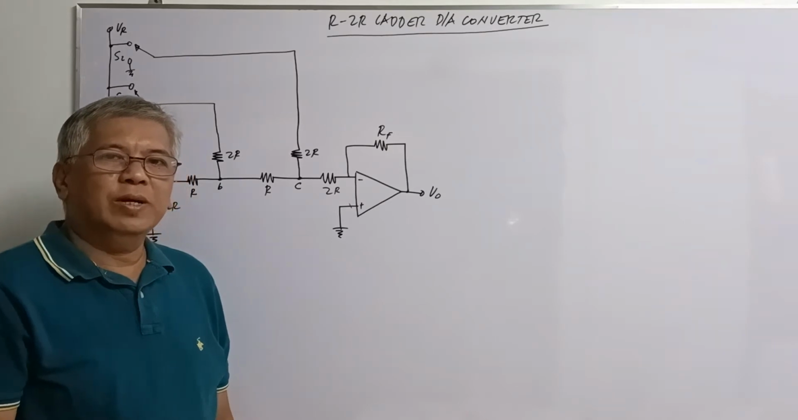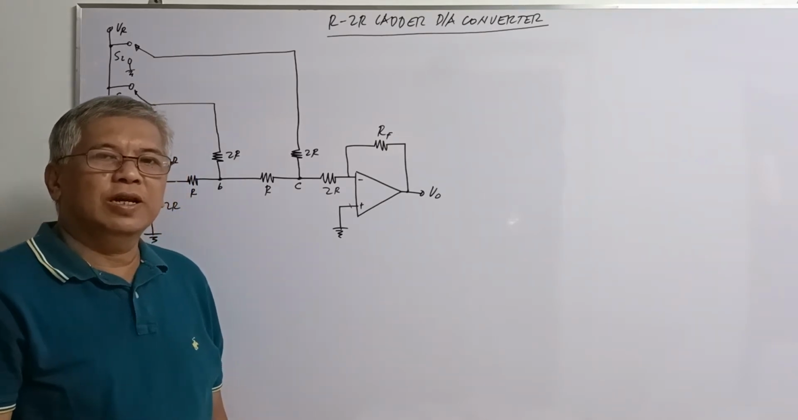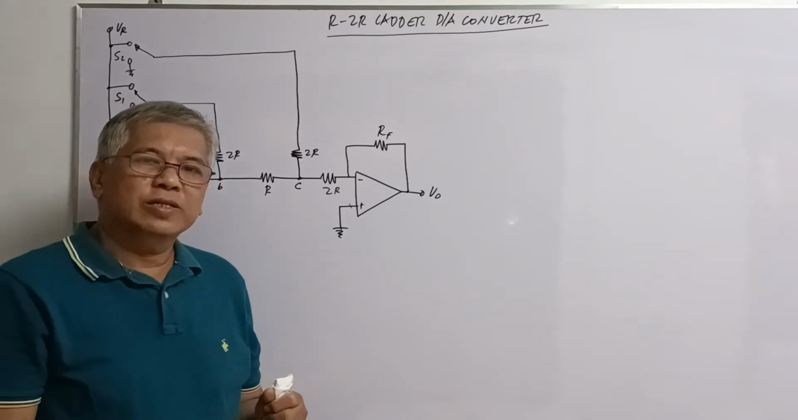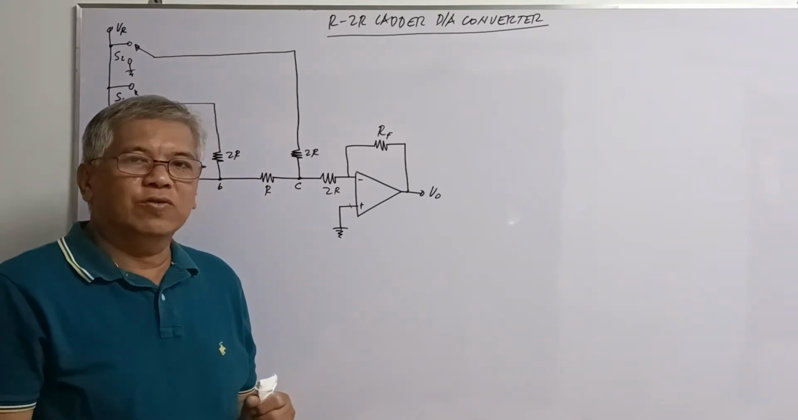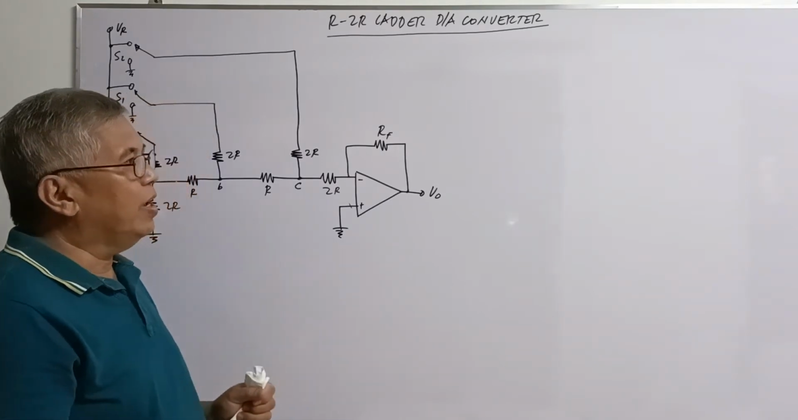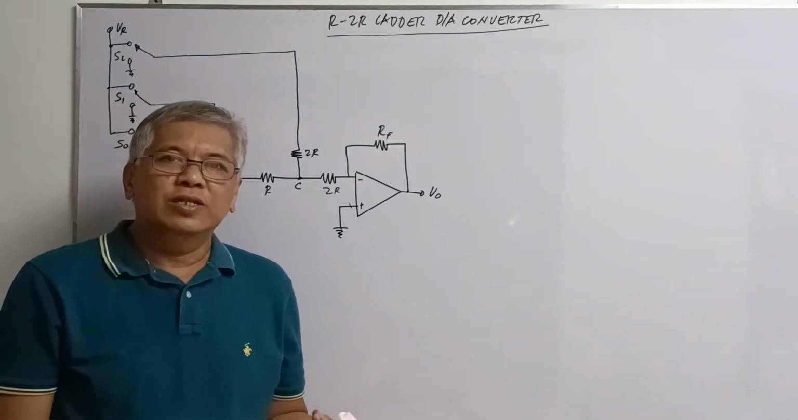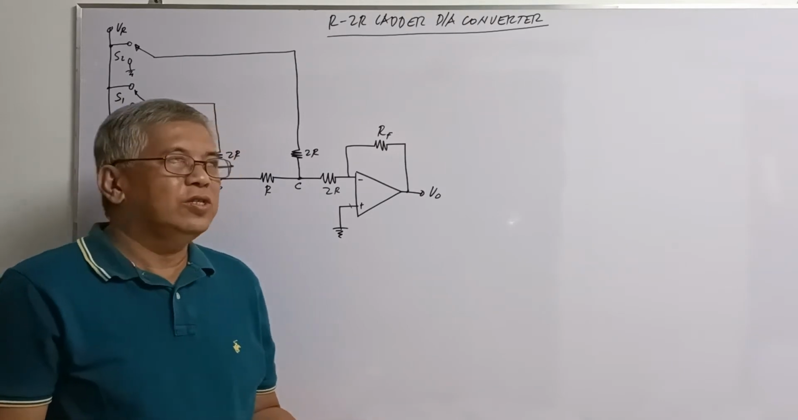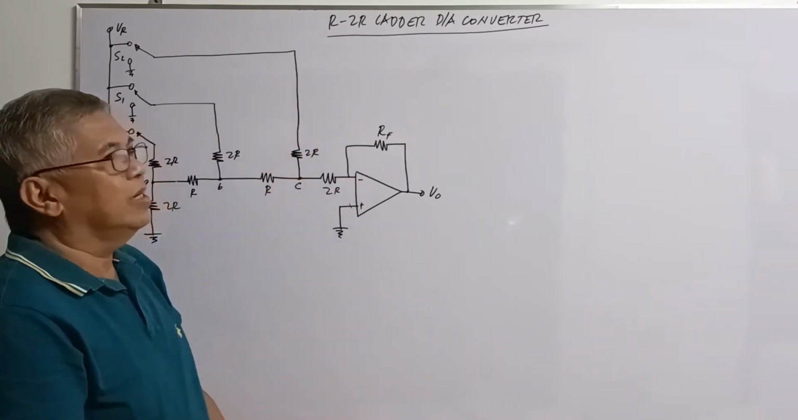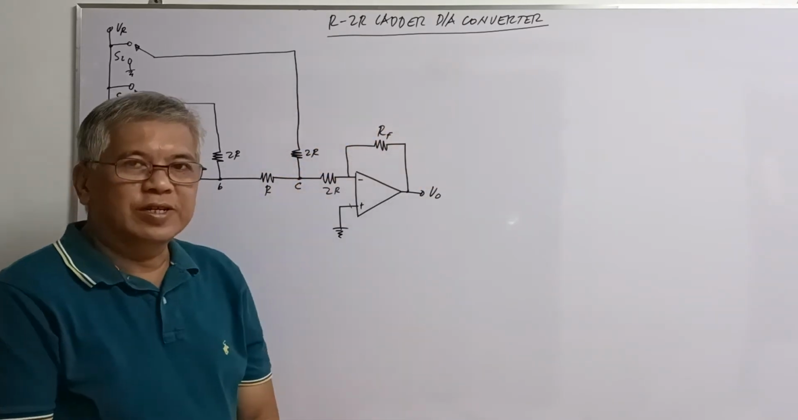Hello and welcome back to our subject, Digital Signal Processing System. Last meeting we discussed the digital to analog converter using weighted resistor. Another way of converting a digital to analog signal is using the R-to-2R ladder digital to analog converter.